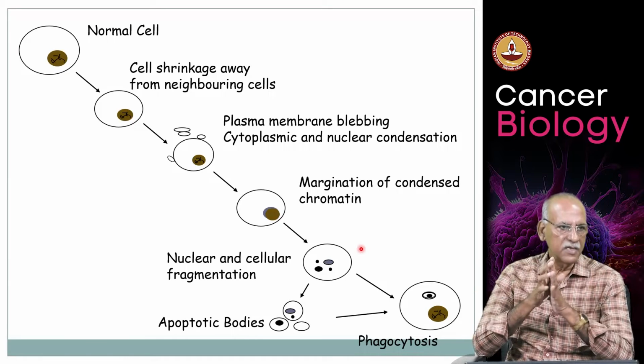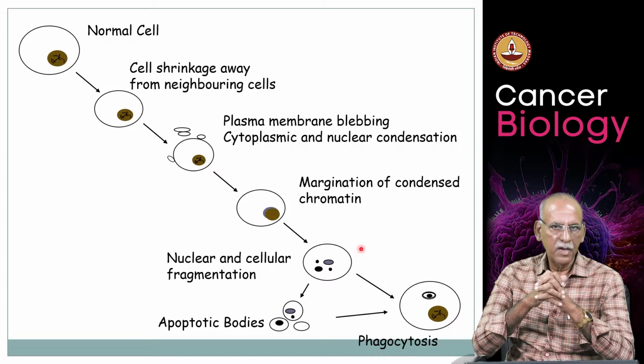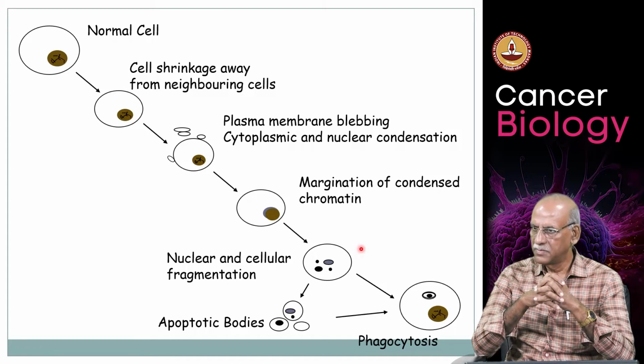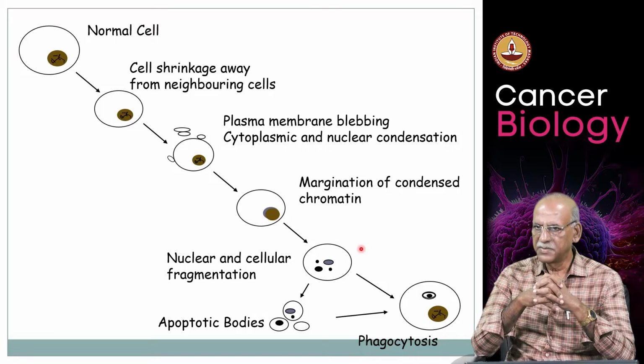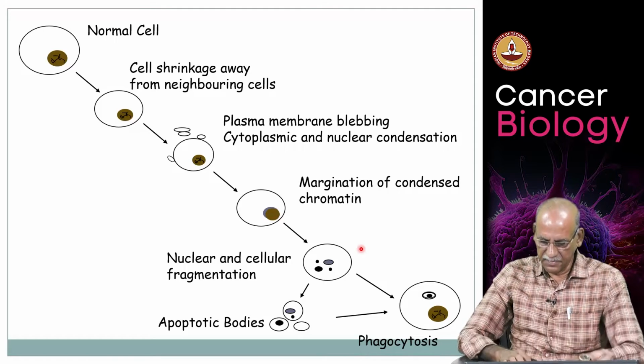Finally, of course, cells have to die, and through phagocytosis. That happens in the immune system and in many systems. As we go along, we will discuss that.